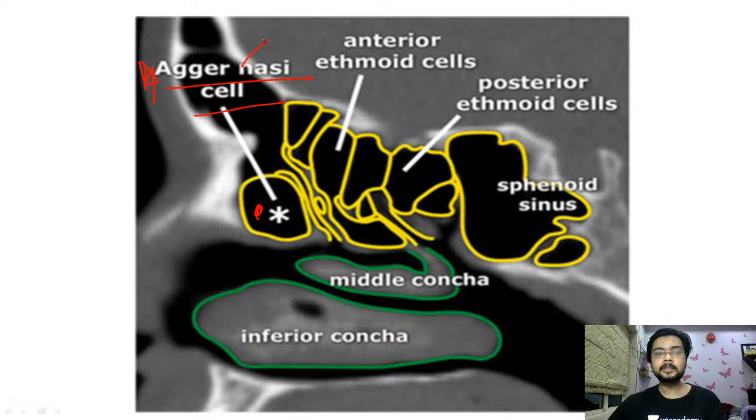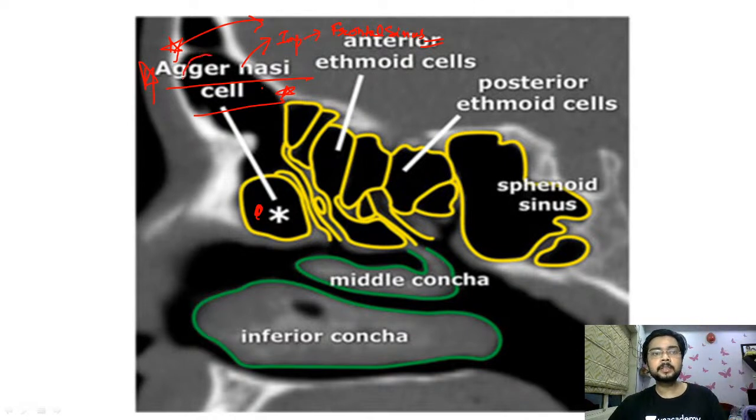So why agger nasi cell is important for endoscopic sinus surgeons? Because it leads a pathway for the frontal sinus. So if you have to reach the frontal sinus during endoscopic sinus surgery, these agger nasi cells are present in the frontal recess, means pathway to the frontal sinus. So these agger nasi cells are important landmark to enter into the frontal sinus, right? So these many a times pneumatize into the frontal sinus, and to reach frontal sinus proper, you need to open these agger nasi cells and enter into the frontal recess and then into frontal sinus.